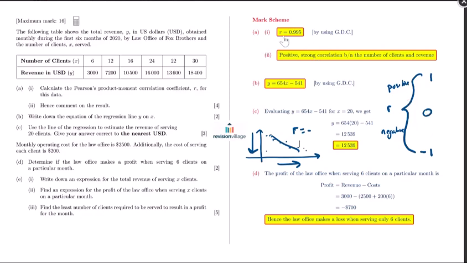Okay, so with R's being very strong, 0.995, I can summarize that the correlation is positive, strong. It's important to have these two words in there, the strength and the sign. So positive, strong correlation between the number of clients and revenue.